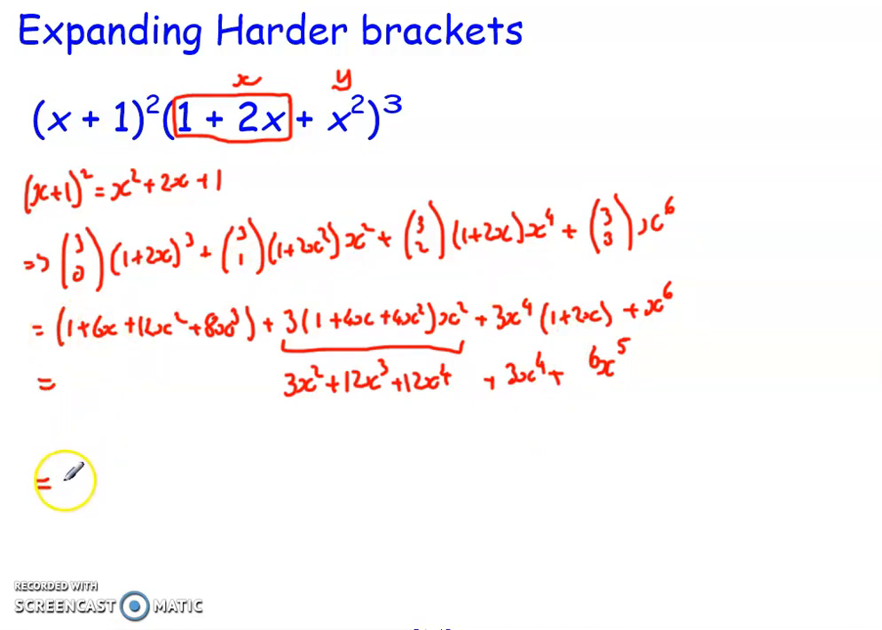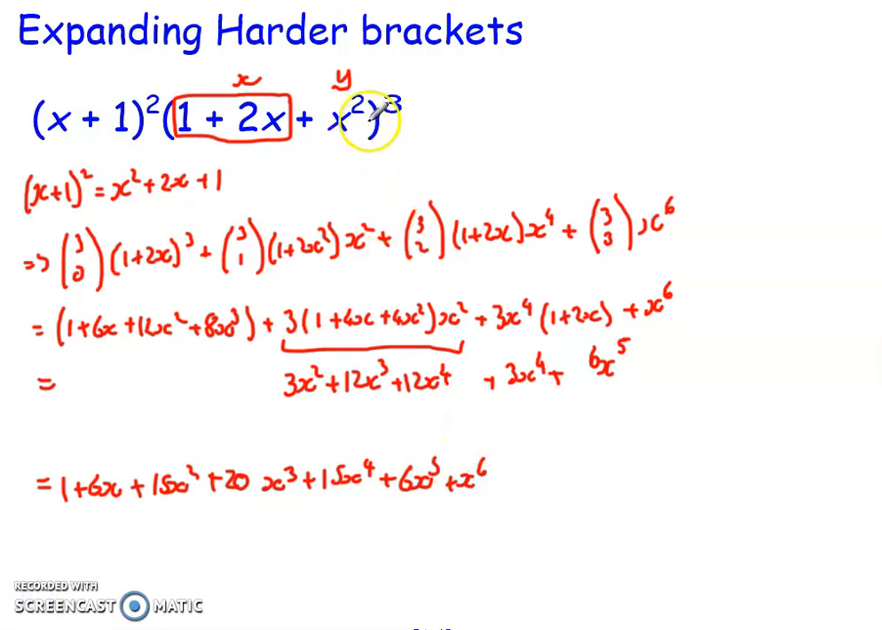So if I do that and gather everything together, I get 1 plus 6x plus 15x squared plus 20x cubed plus 15x to the power of 4 plus 6x to the power of 5, then plus my x to the power of 6.